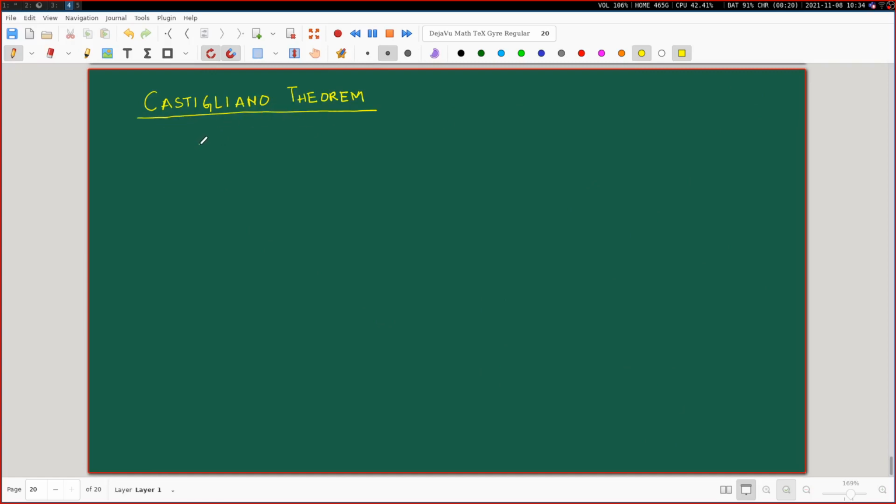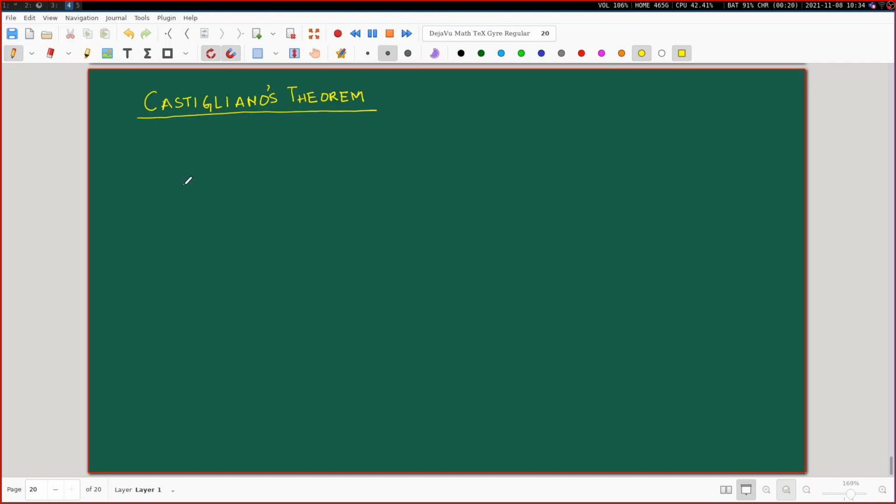Okay, so Castigliano's theorem. Castigliano was an Italian engineer, back in the day, long, long ago. And he was a very clever guy. He came up with a couple of theorems which made life really easy in terms of calculations.